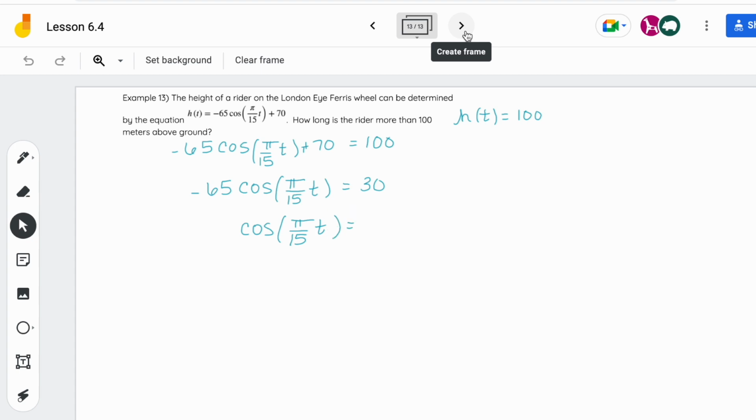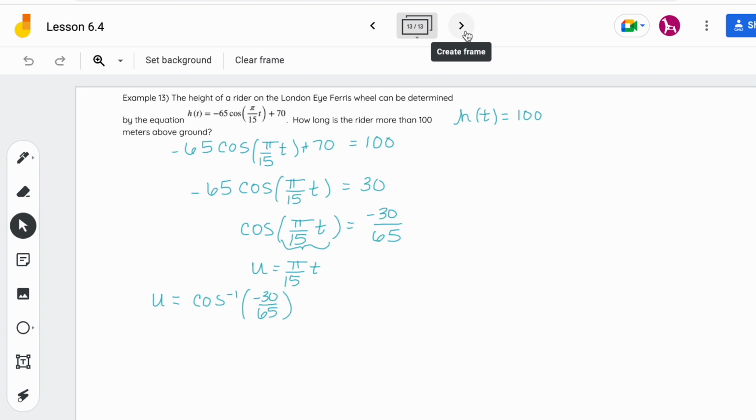Let's see, negative 30 65ths. We'll just leave it at that for now. We need to use u substitution because I don't just have a single variable on the inside of my trig function. So u is equal to pi over 15t for now once we get started.